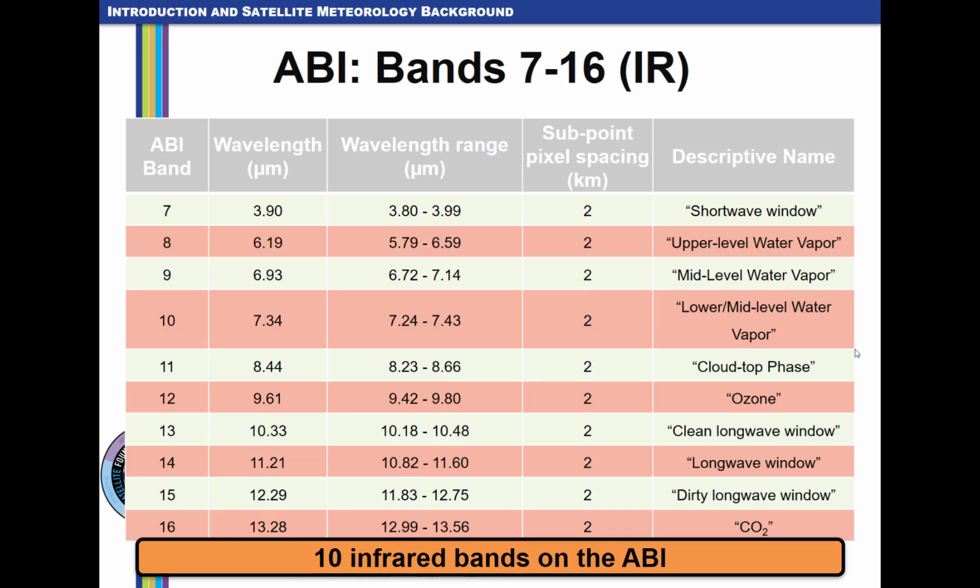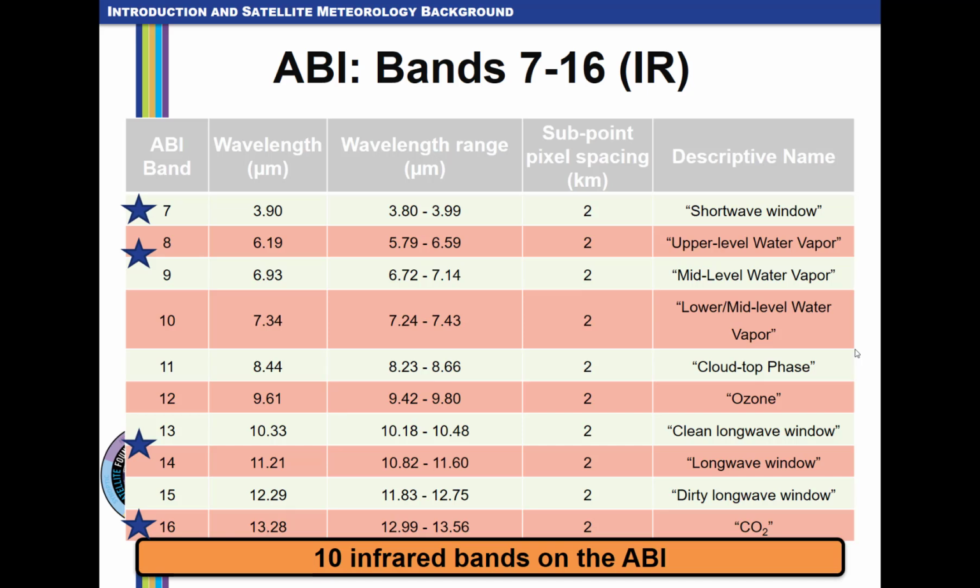These are the infrared bands on ABI. The number of IR bands increased by a factor of 2.5 from previous GOES imagers. As on the previous slide, you have the band, the central wavelength, the wavelength range, the subpoint pixel spacing, 2 kilometers for all of these, and a descriptive name. Stars appear approximately where GOES imagers observed data in the past.